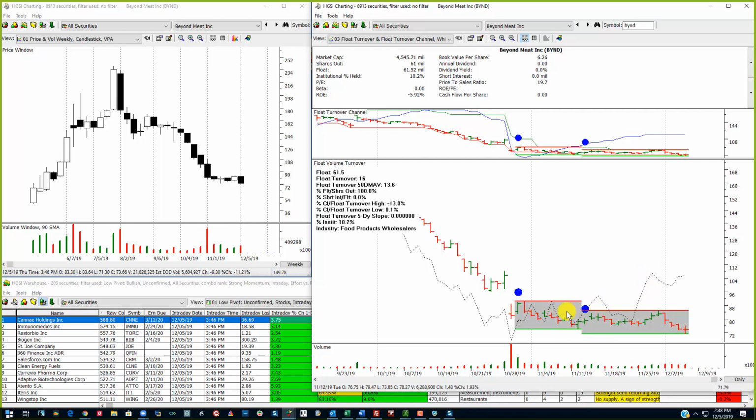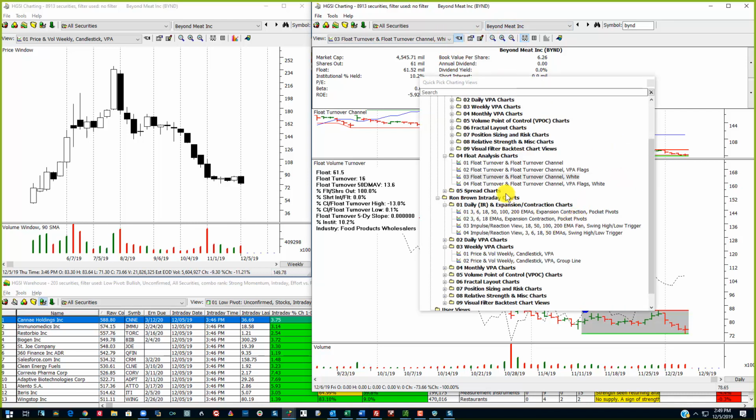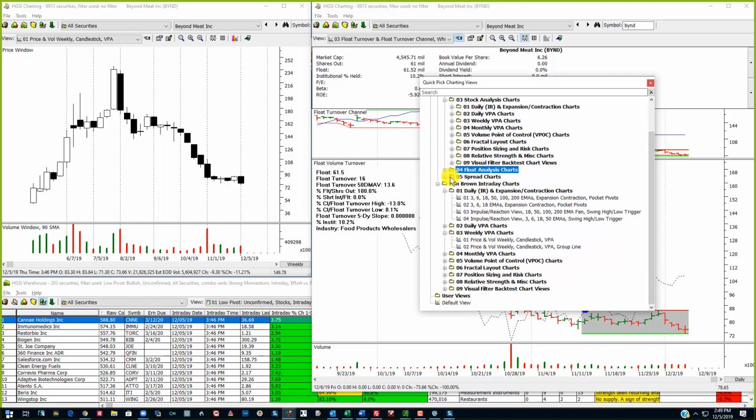I don't use these charts very much, but they're in there for you, and maybe I'll have to do a refresher on them, but it's interesting. So, let me go back to my original chart here, intraday. These are under float analysis. There's 4 charts in there. Okay, here's the intraday chart.